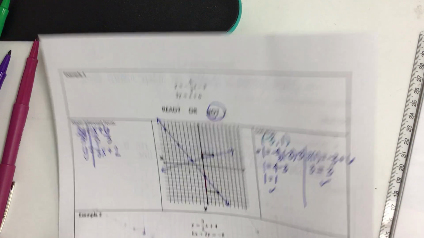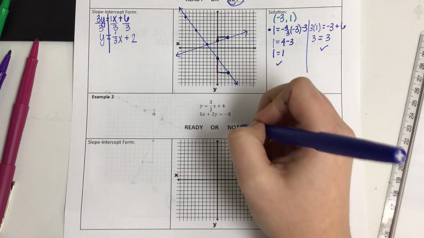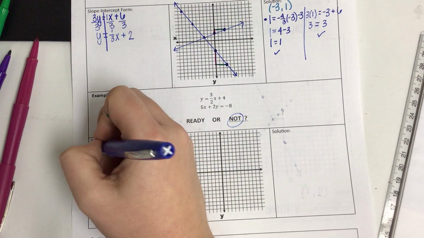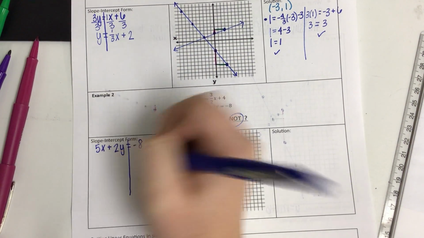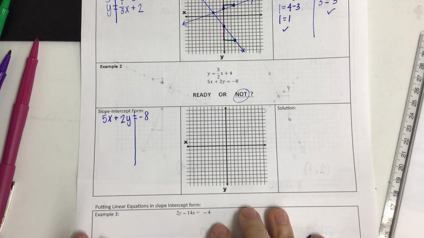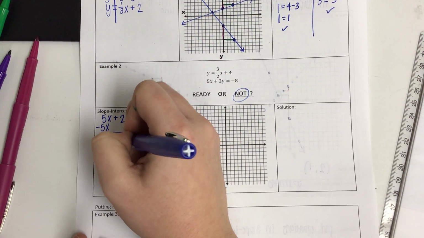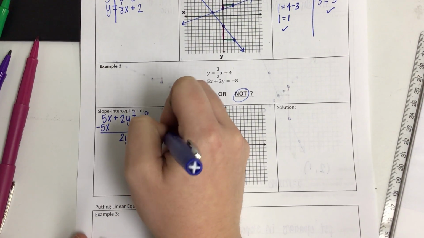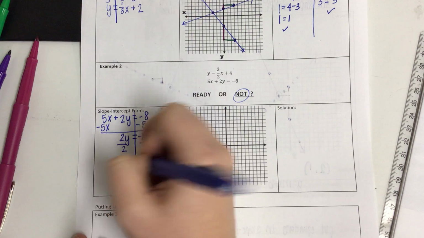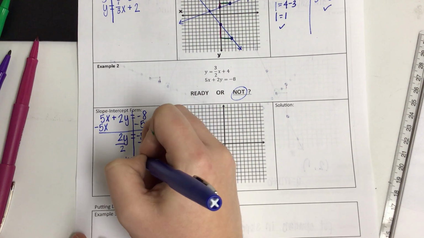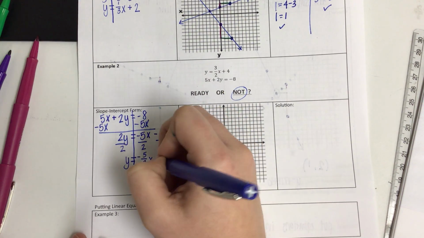Our second one here, is this one going to be ready or not? Well, our first equation is ready, but our second one is not. So we need to change that into slope-intercept form. Okay, the first thing to get y by itself is we need to subtract 5x from both sides. So we get 2y equals -5x minus 8. And then we're going to divide everything by 2. So we get y equals, again, leave this as an improper fraction. It's going to help us with graphing. So -5/2x, and then -8 divided by 2 is going to give us -4.